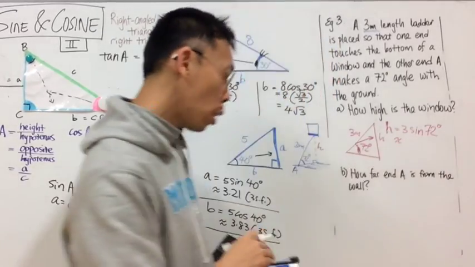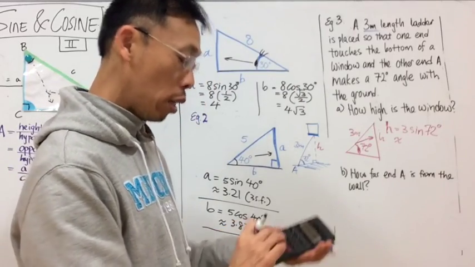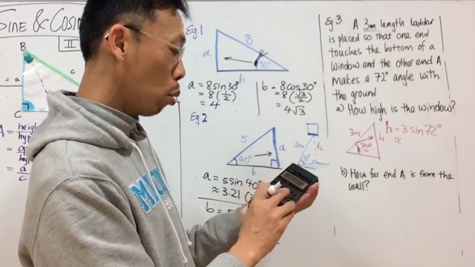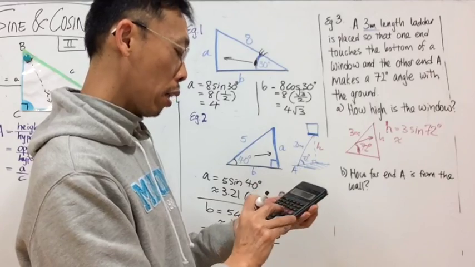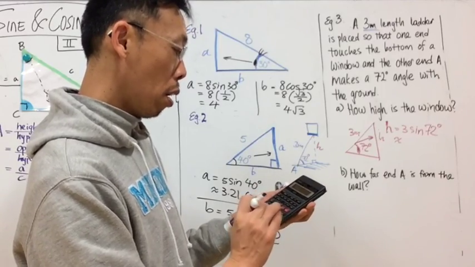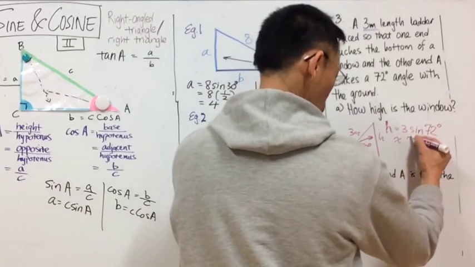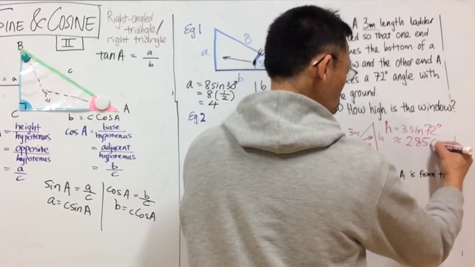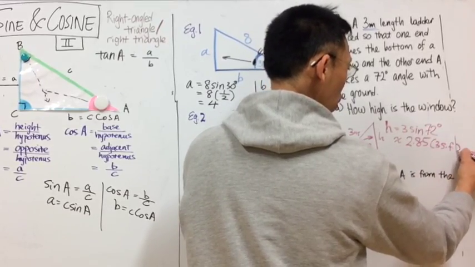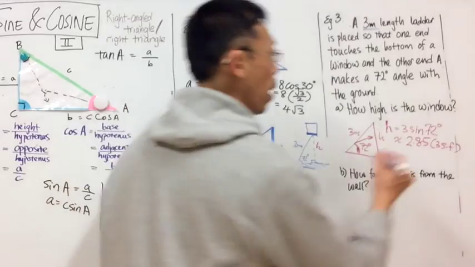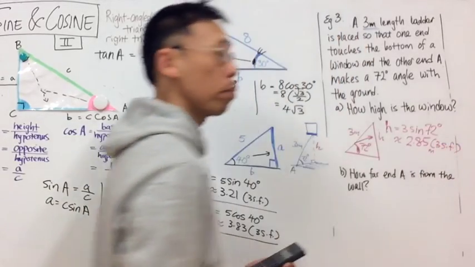Again, I don't really know what sine 72 degrees is, so I need to use a calculator. Sine of 72 degrees times 3, and that is roughly equal to 2.85 to 3 significant figures. 2.85, and that is in meters.